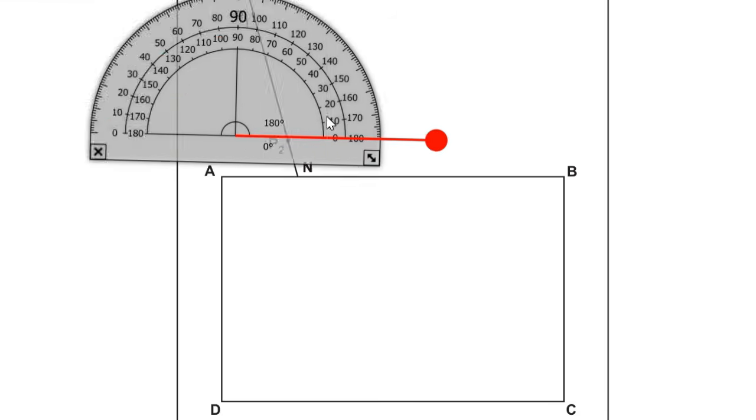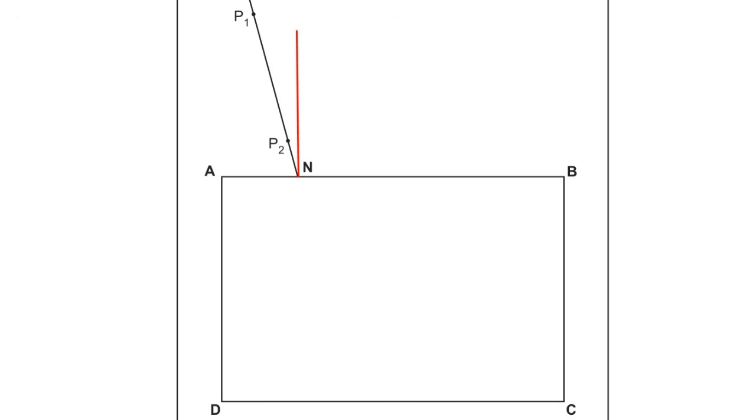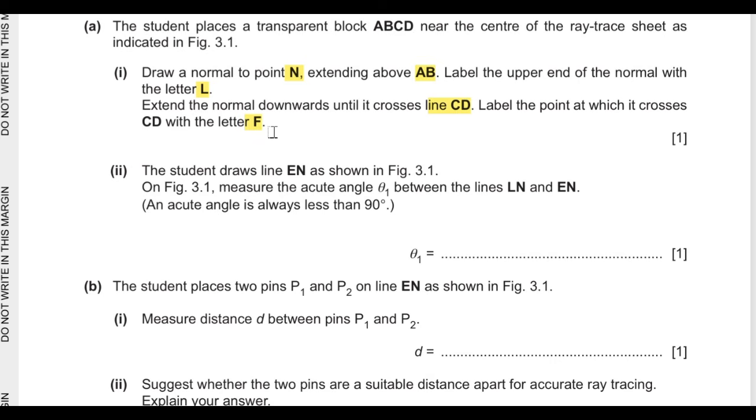Label the point at which it crosses CD as F. So firstly, we have to draw a normal at point N. For this, I will align my protractor with line AB and will draw an angle of 90 degrees from the line AB. This is the normal and I am naming it L. After it, the question is saying to extend the normal to the line DC, and wherever it cuts the line DC, I have to name that point as F. So I've done this.